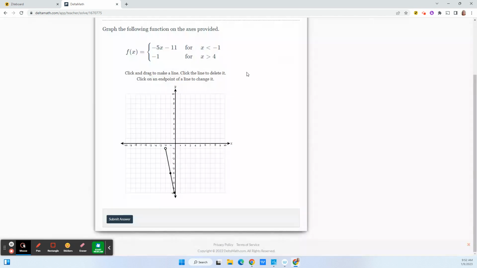There's an issue with this one though, right? I don't want to put this one in yet because what are we saying about this one? We're saying that x is less than -1. So it's going to go in this direction, not this one, right? Because nothing for this equation is going to have an x value of greater than -1, right? Everything's going to be going in that negative direction because we're saying x is less than -1.